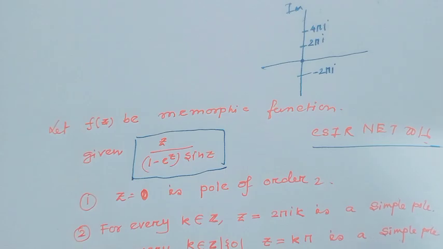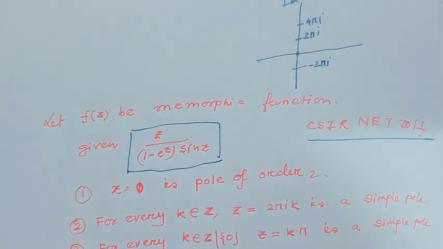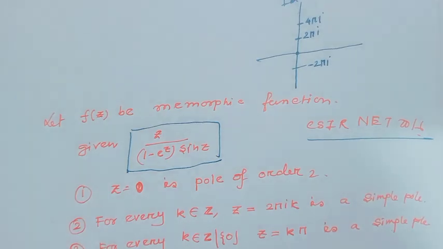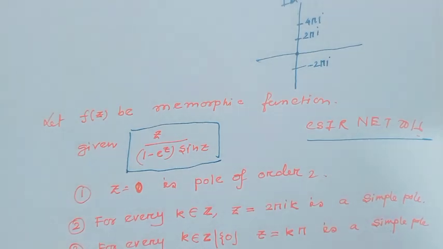Next example, which had come in the CSIR NET 2016 exam. Question 8: let f(z) be a meromorphic function given by z over 1 minus e to the power z times sin z. Then option 1: z equal to 0 is a pole of order 2. Option 2: for every k belonging to integers, z equal to 2πik is a simple pole. Option 3: for every k belonging to the integers omitting the singleton {0}, z equal to kπ is a simple pole.